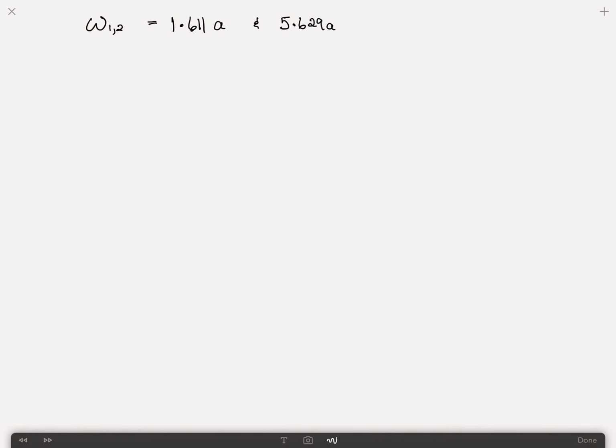Now, interestingly, if we look at the exact solution, we know it's a very well-known classical problem. The exact solution to this is actually that omega, the fundamental frequency, is equal to pi by 2.